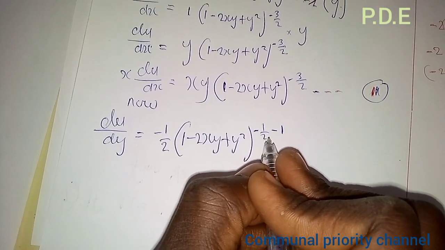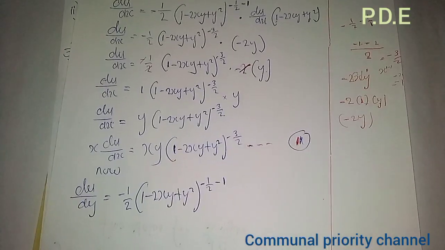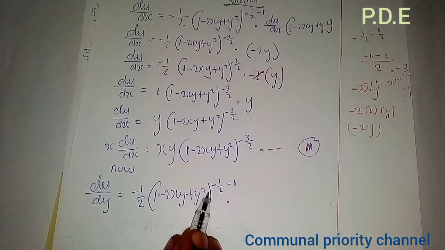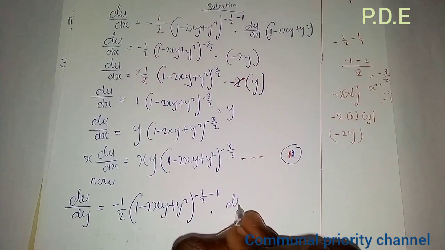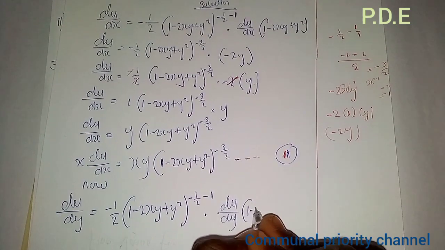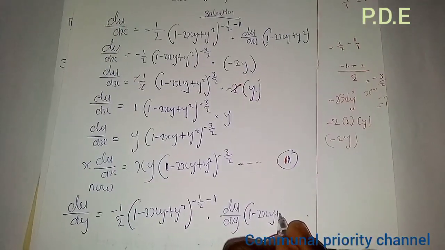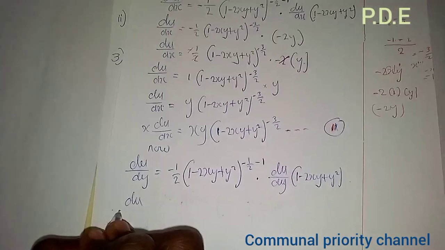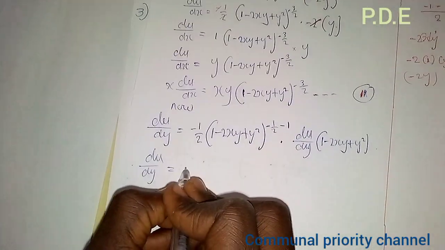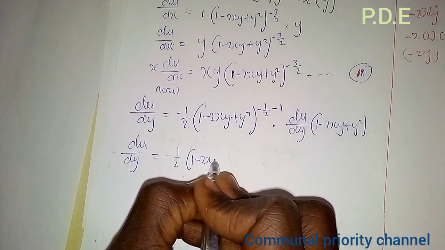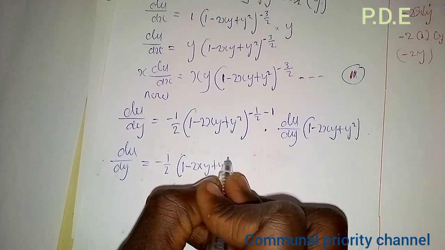Because we are always subtracting 1 from the power. So multiply by what? Multiply by the differentiation of only this bracket, which will be what? du over dy, now in respect to y, not in respect to x. Open bracket 1 minus 2xy plus y square, close bracket. So therefore, our du over dy will be equal to minus 1 all over 2, open bracket 1 minus 2xy plus y square, close bracket.